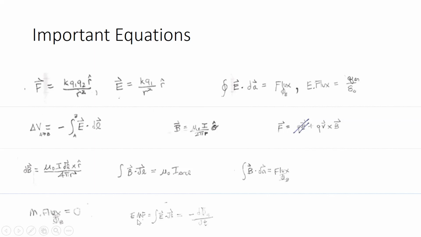Then finally we have Faraday's law, which says that the electromotive force, which is the voltage around a closed curve, the integral of E dot dl, is equal to minus the rate of change of the magnetic flux with respect to time.